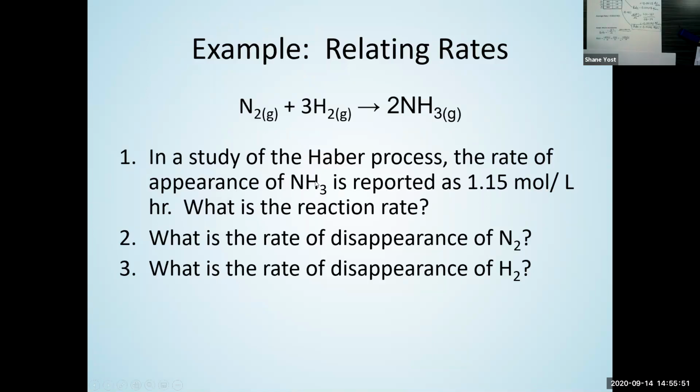Okay. So again, some more of these questions here. I have some process where the rate of appearance of NH3 is reported at 1.15 moles per liter per hour. The question is, what is the reaction rate? What is the rate of disappearance of N2? And what is the rate of disappearance of H2?